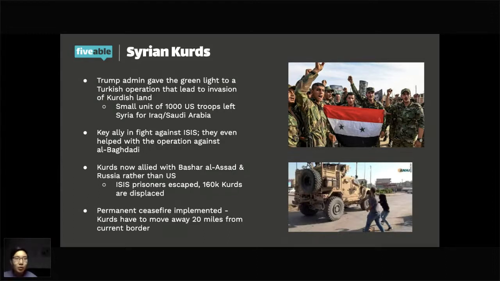They had to flee to the dictator Bashar al-Assad of Syria, and they had to get into negotiations with Russia. And basically, we're seeing that Russia's filling in that power vacuum that the United States used to hold. Also, ISIS prisoners have escaped, and 160,000 Kurds are displaced.